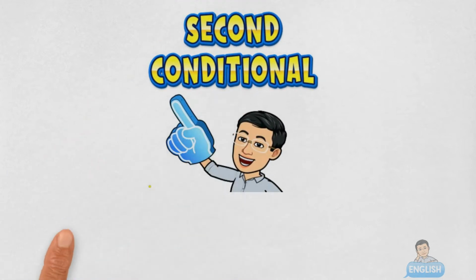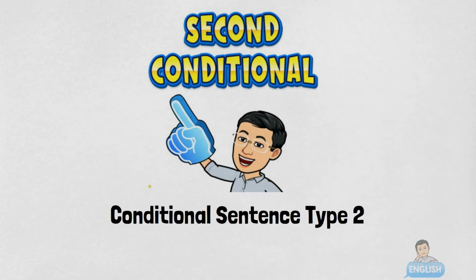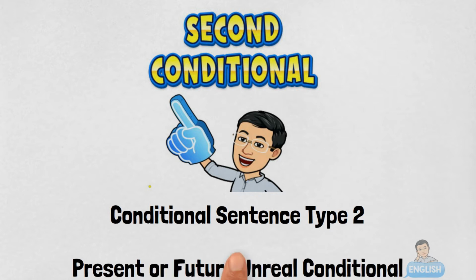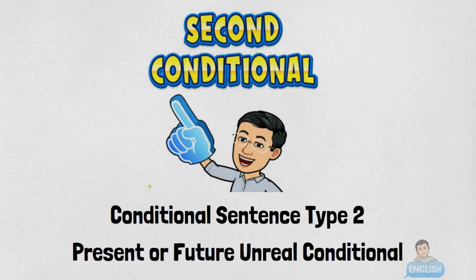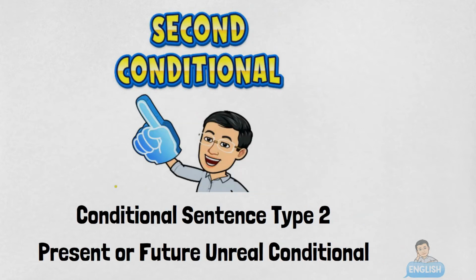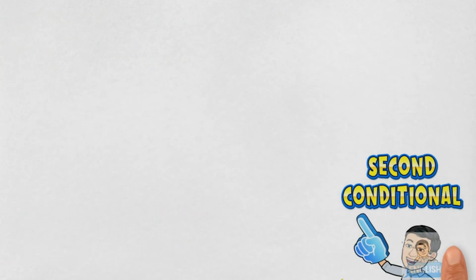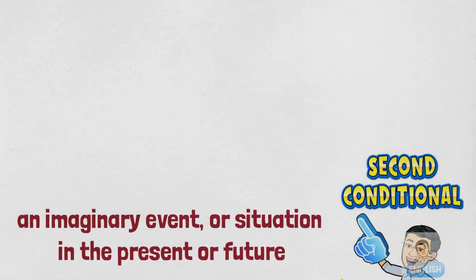In today's lesson, you're going to study the second conditional sentence, or conditional sentence type 2. The second conditional is the present, or future unreal conditional sentence in English. We use this type of conditional sentence to talk about an imaginary event, or situation in the present or future.